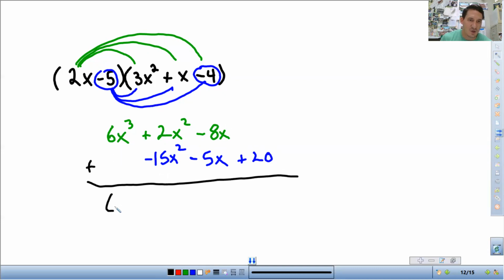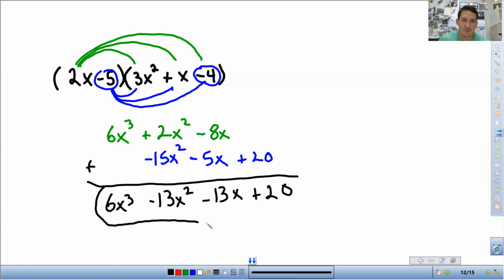So 6x cubed, 2x squared plus negative 15x squared is negative 13x squared. Negative 8x minus 5x is negative 13x plus 20. A lot of 13s in that one. Cool. So there we go. That is the final answer.